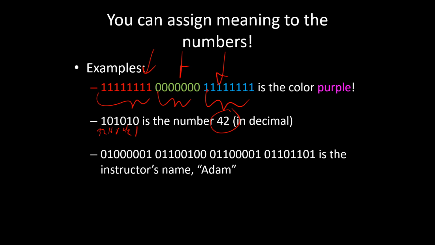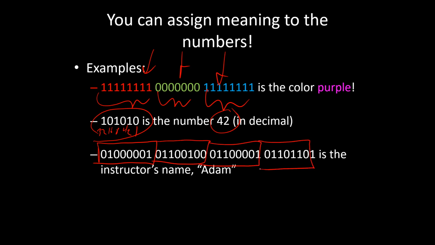And similarly, we can use this same encoding scheme to give every number, letter, and character a numeric value that we can then use to represent the alphabet. So, for instance, this is a representation of my name.